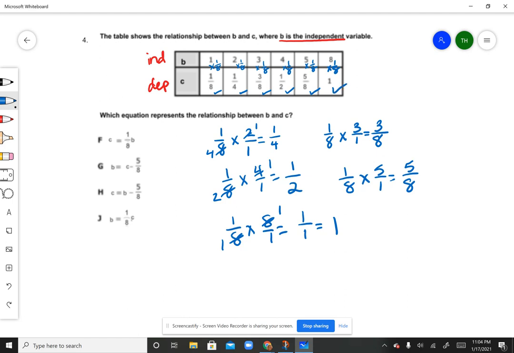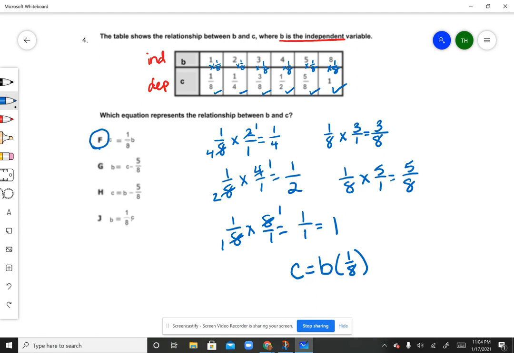So that works. Okay, so I know that C equals B times 1/8. Okay, so I'm going to look. My first answer choice is C equals 1/8 times B, but I had my B and 1/8 opposite, but I know that does not matter. Okay, so I'm going to check my other answer choices to make sure.